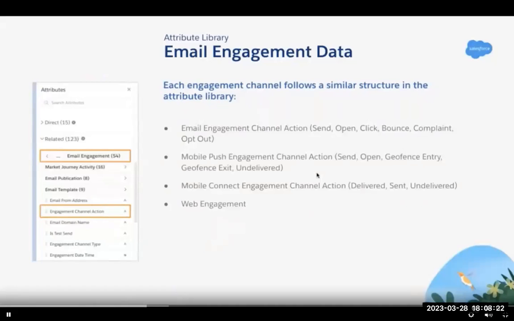So in this example, we're looking at the attribute library that we talked about. We've navigated to email engagement under related, and we're going to choose the field engagement channel action. We'll drag that over onto our canvas, and then because we're in email, we would look for a value for things like send or open or click and so on. And that would represent the engagement we would be able to filter on. Other channels that would be featured in bundles on the Salesforce information model will be things like mobile push, mobile connect, web engagement behavior. So again, this is a model that is extensible to any engagement channel.